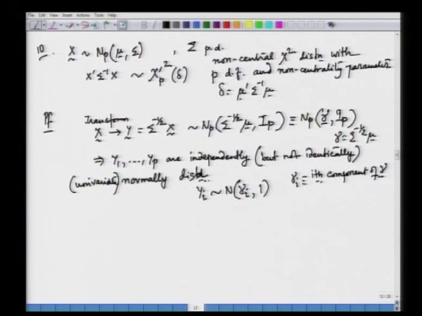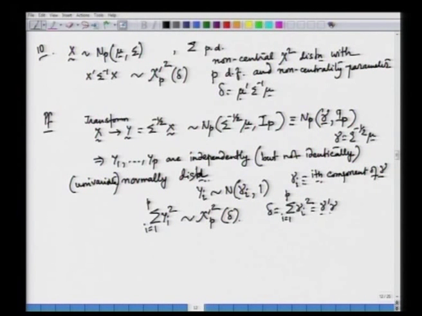Now, if this is so, what do we have? We have the sum of squares of these normal variables, sum from 1 to p. This is obviously going to be a non-central chi-square distribution. The degrees of freedom is going to be the number of terms we have here, and what is going to be the non-centrality parameter? If I take this as some delta, delta is nothing but the sum of these gamma i square, i from 1 to p, which is nothing but gamma transpose gamma, and if I put back gamma equal to sigma minus half mu, I am going to get this as mu transpose sigma inverse mu.